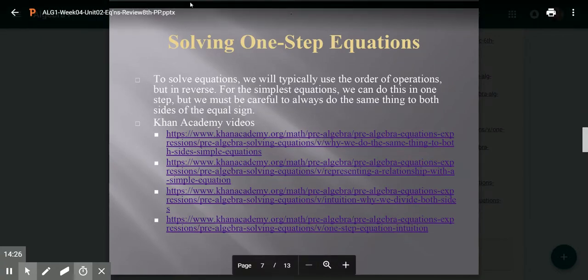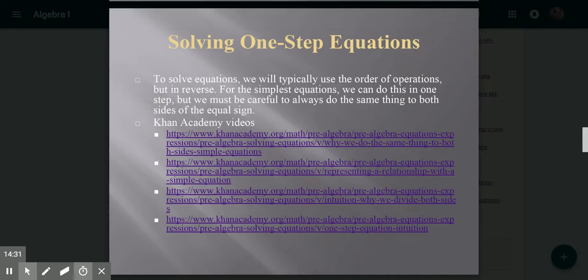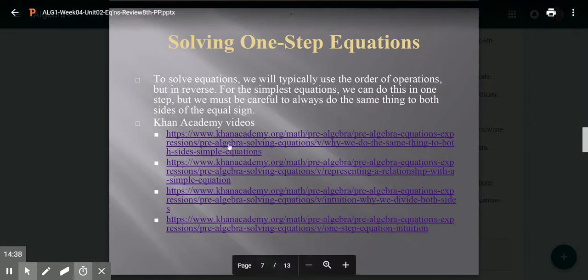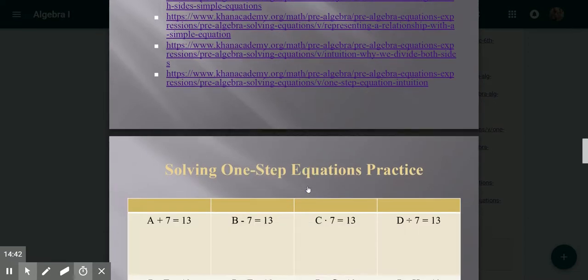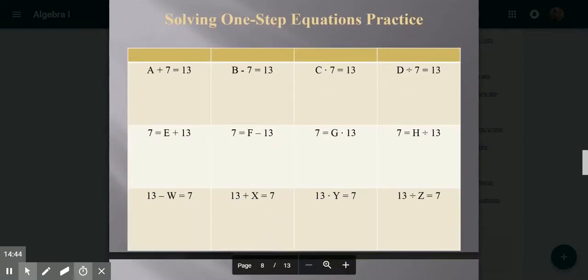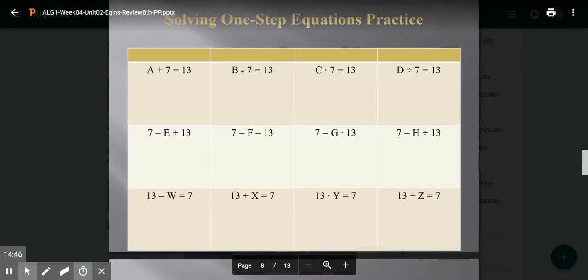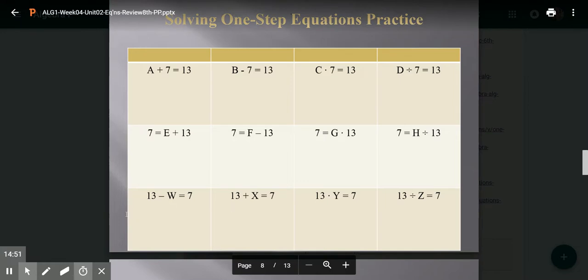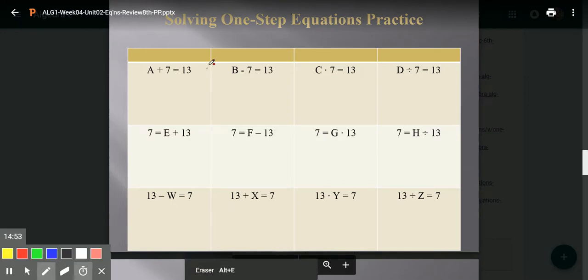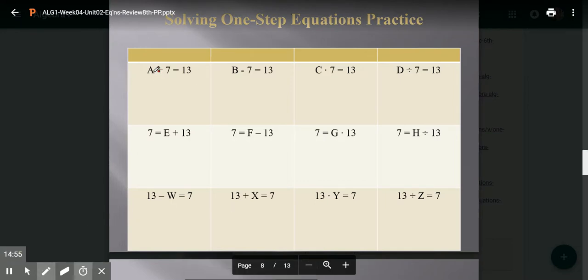Solving one-step equations. So to solve equations, we're generally going to use the order of operations in reverse. Okay, for the simplest equations, we can do this in 1 step. So here's some videos on Khan Academy to help you understand this better. But basically, you need to think of an equation like a balance scale. And whatever we do to one side, we need to make sure to do to the other so that it stays balanced. So in this first one, we've got a plus 7 equals 13.